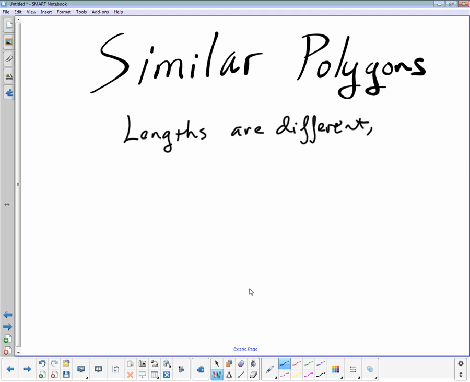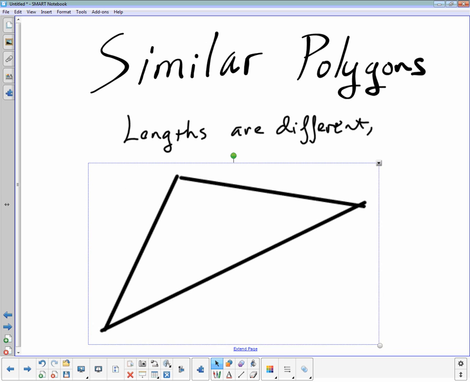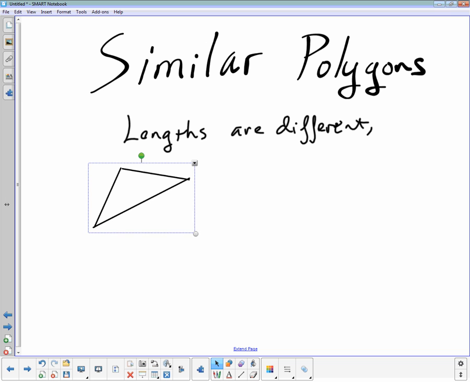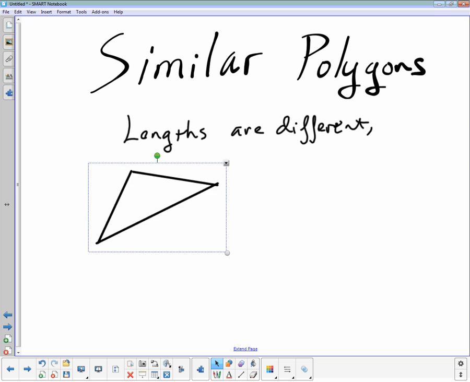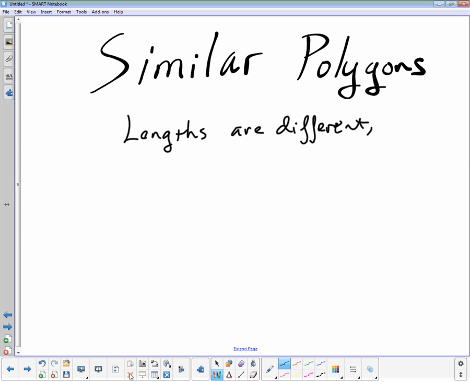But the angles, if you think about it, you take a garden variety triangle and you make it larger or smaller, do the angles change? No, the angles haven't changed at all, but the lengths definitely have. So the lengths change, but the angles stay the same.